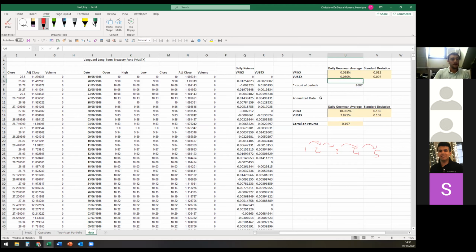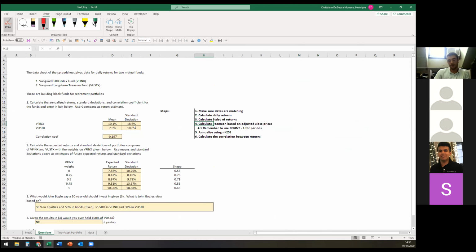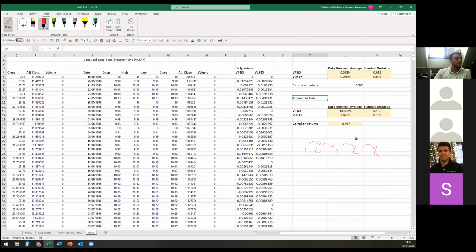But the question asked for the annualized mean or return, right? Geo mean and standard deviation. To annualize that, you should be able to use that formula: 1 plus the daily geo mean, raised to 251, because this is daily data. So this is 251 trading days in the year, minus 1.